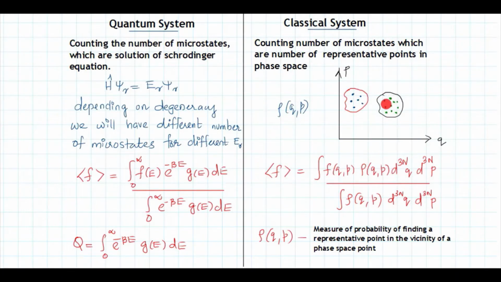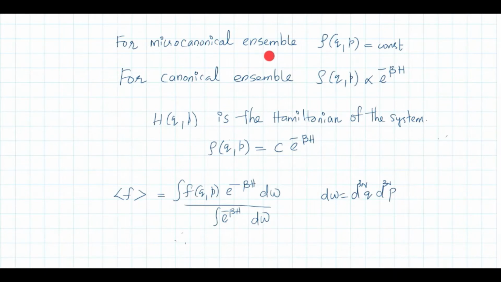There are more representative points in some regions, but around this point the probability of finding a representative point is less. So rho of QP is a measure of the probability of finding a representative point in the vicinity of a phase space point. Now, for a microcanonical ensemble, this rho of QP is a constant.